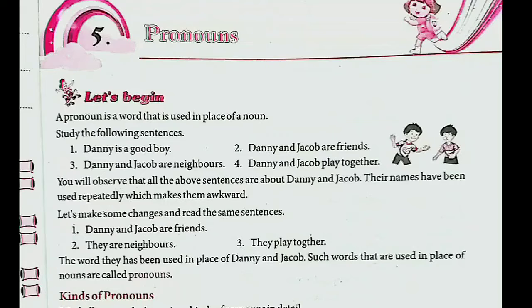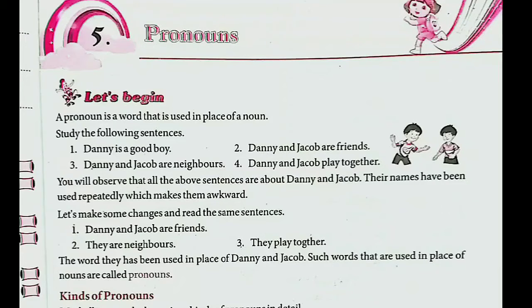Study the following sentences. Danny is a good boy. Danny and Jacob are friends. Danny and Jacob are neighbors. Danny and Jacob play together. Danny and Jacob go to school together. You will observe that all the above sentences are about Danny and Jacob. Their names have been used repeatedly. They are used again and again, which makes the sentences awkward. This repetition makes it awkward.